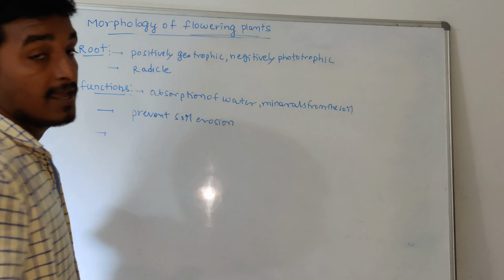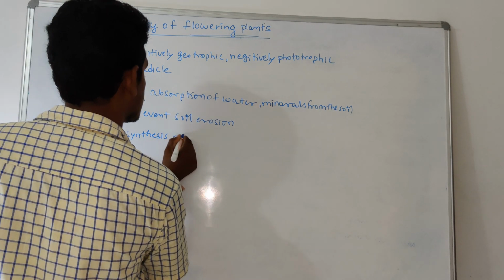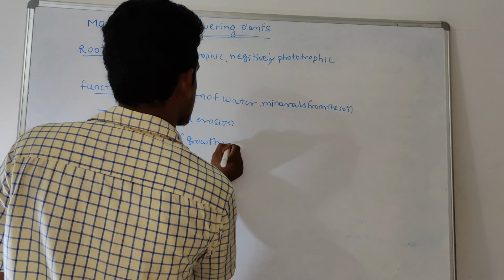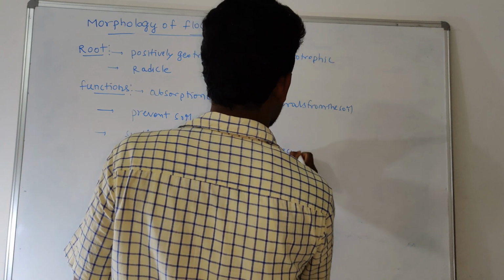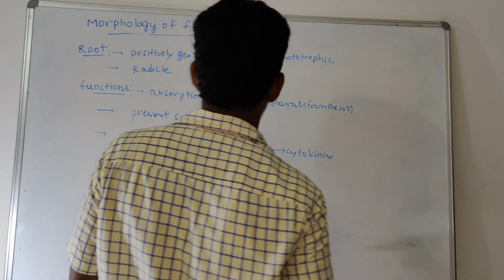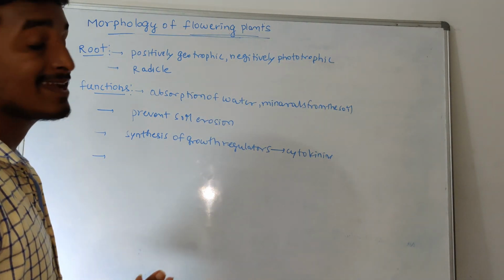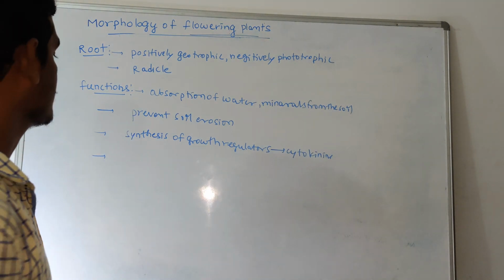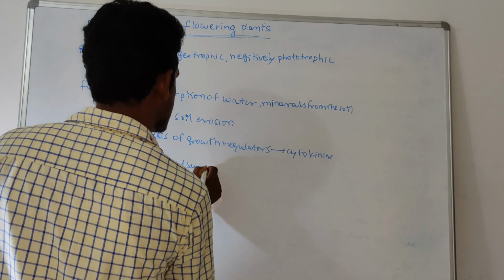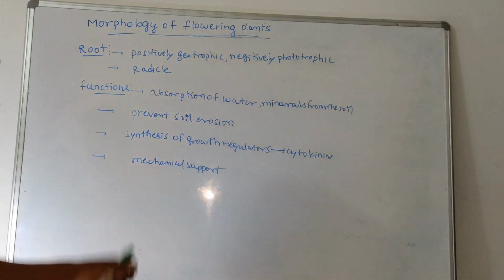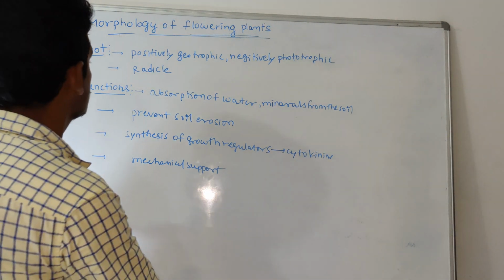And along with that, it is helpful for the synthesis of some growth regulators. Like if you take cytokinins, these are synthesized in the root. And along with that, it also gives mechanical support to all the other parts. Right? So that is about the functions of a root. Later we will discuss the various types of root systems.